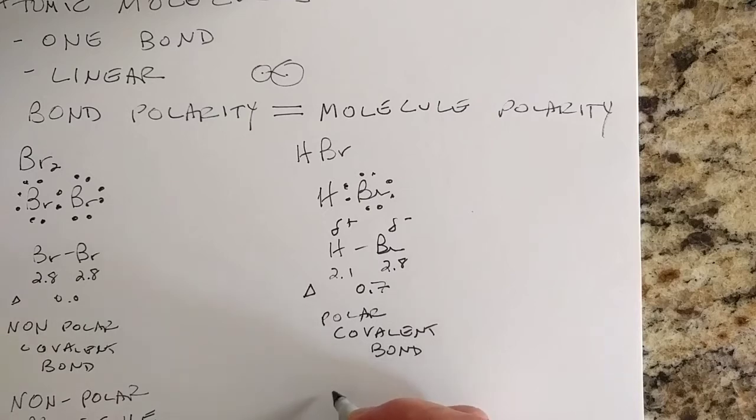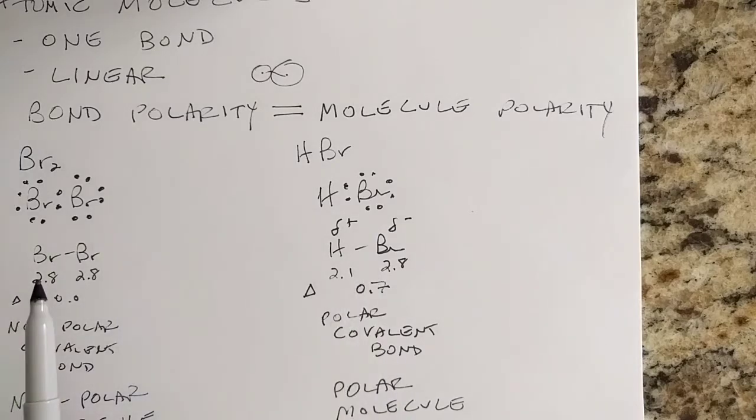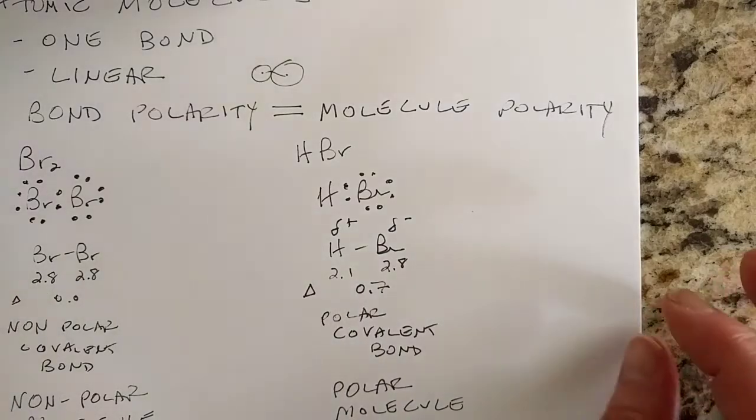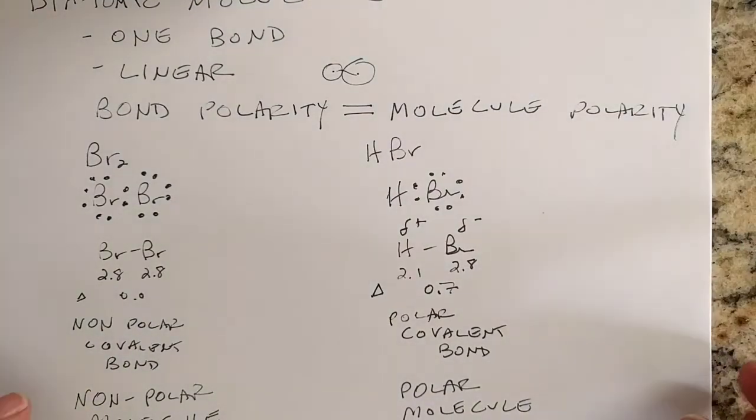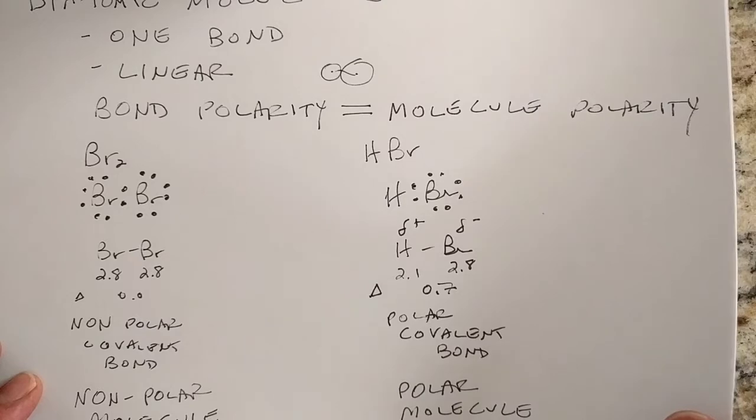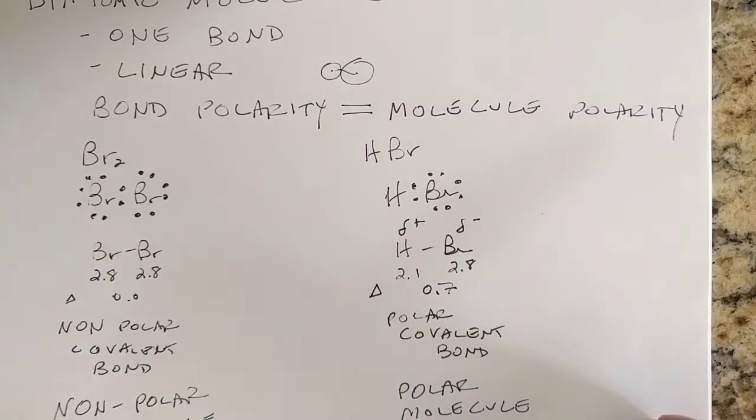That means that our molecule is polar. So we have a polar molecule. So HBr would be affected by an electric field. Bromine, Br2, would not be affected by an electric field. So for diatomic molecules, it's pretty easy. Evaluate the bond, whatever that is, that's what your molecule is as well.